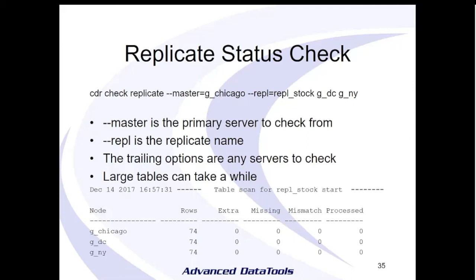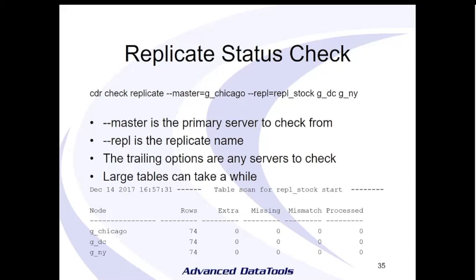This will actually allow you to check the status of a replicate set. So master is the primary server. This is the system that we are considering the authoritative source. REPL is going to be the replicate we want to check. And then the extra arguments are any servers we wish to check.